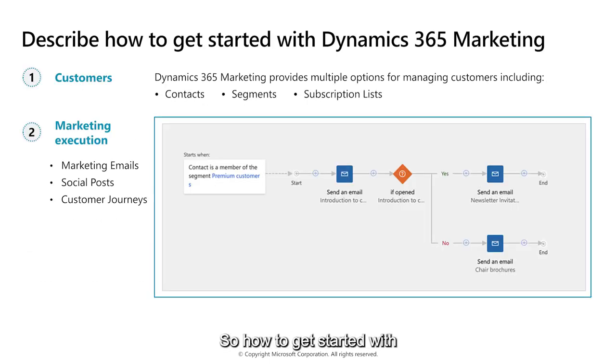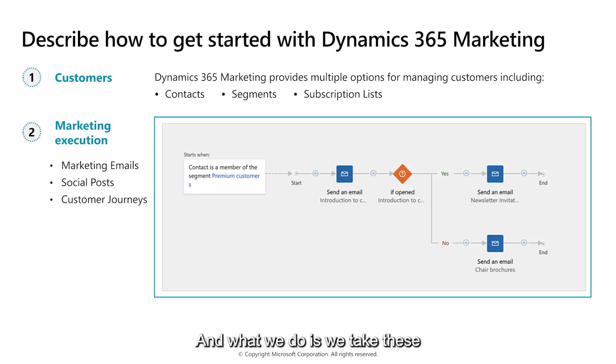So, how to get started with Dynamics 365 for marketing? Well, there are multiple ways for managing customers. We have contacts and segments and subscription lists. And customers represent the individuals that we're targeting as part of the efforts. So contacts are individuals that Microsoft Dynamics 365 marketing content and activities are targeted to. Segments is around grouping related contacts together so we can target them with a customer journey. Subscription lists are around storing details related to contacts who have elected to stay out of marketing email, so they don't want to be emailed, but we can still understand who they are.